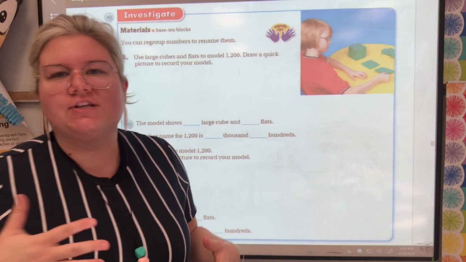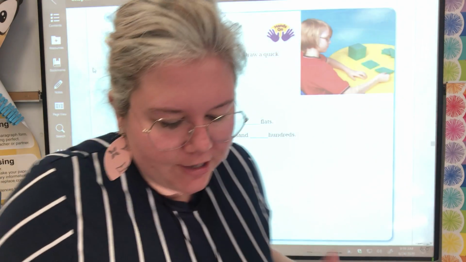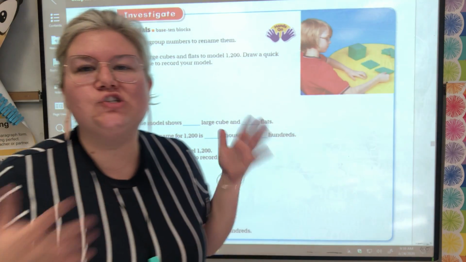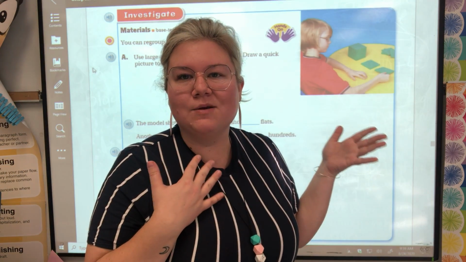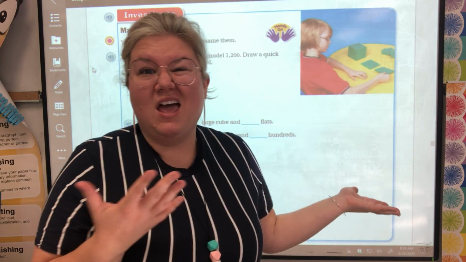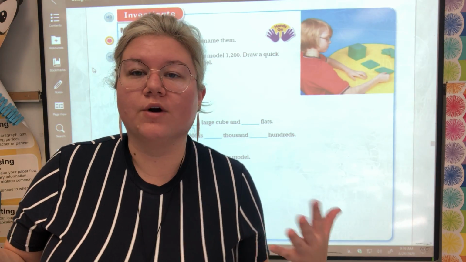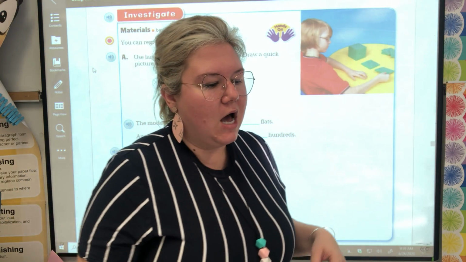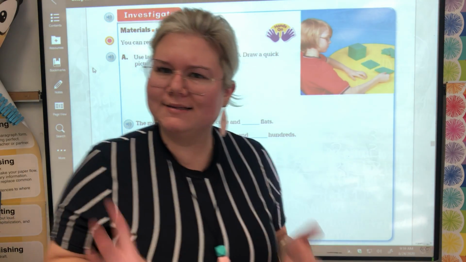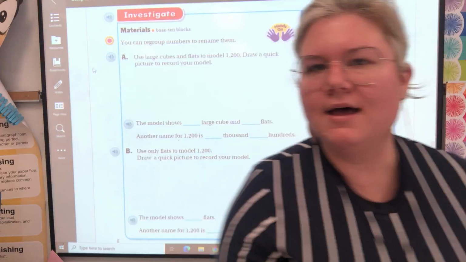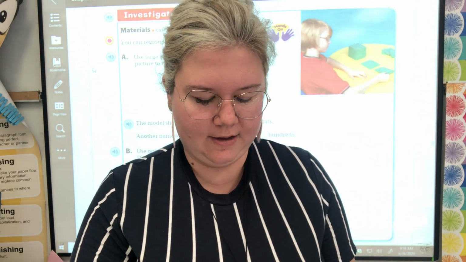When I look at this page that I have up on the board, this is actually page 31 in your book if you want to follow along with me. I see a picture of a student here looking at some base 10 blocks. We have green base 10 blocks with our Go Math program. That is what we were given to use. And so I have some here in front of me. Let's look at them and try to be reminded of what they look like.